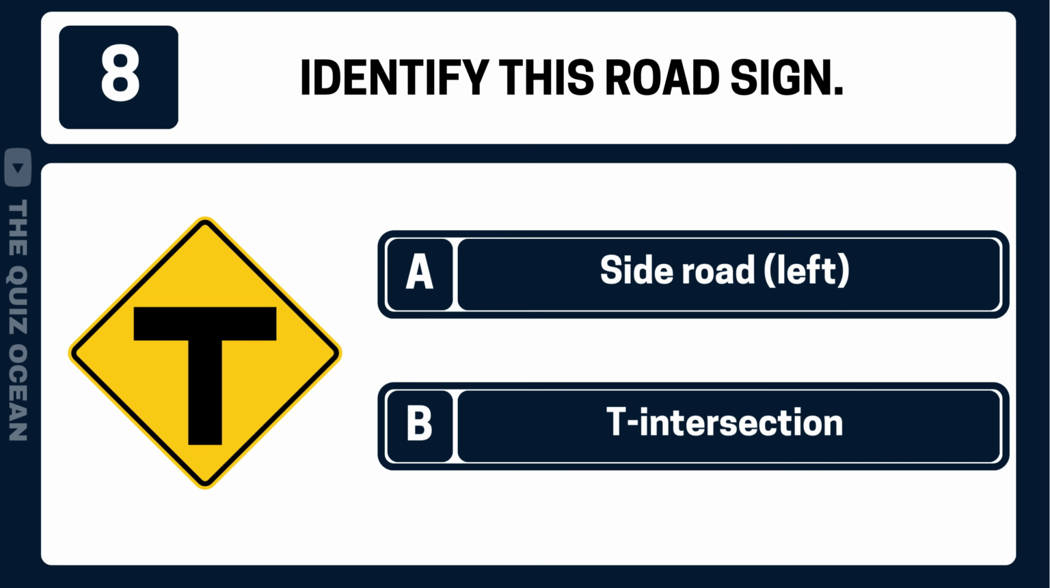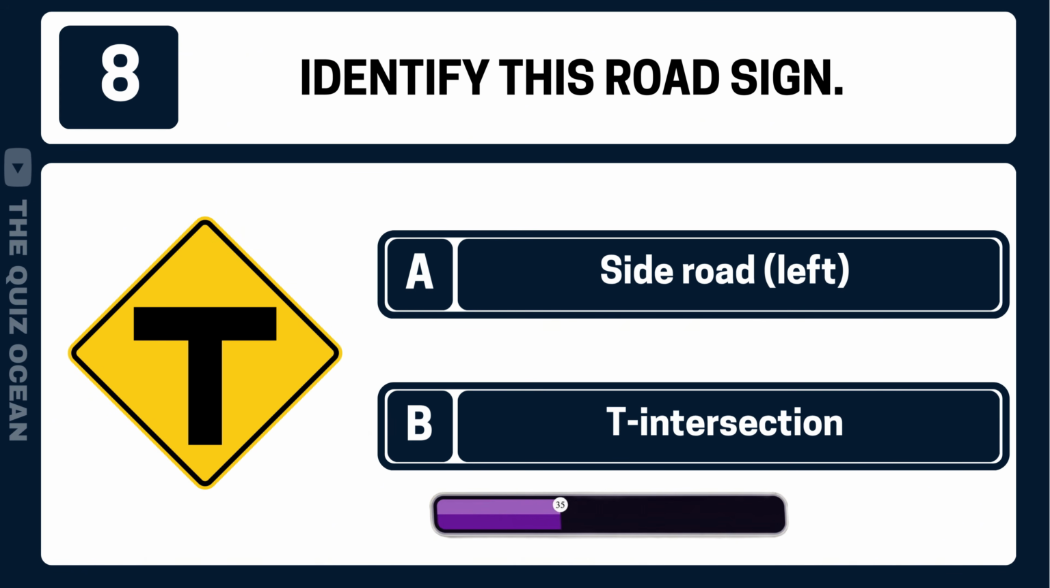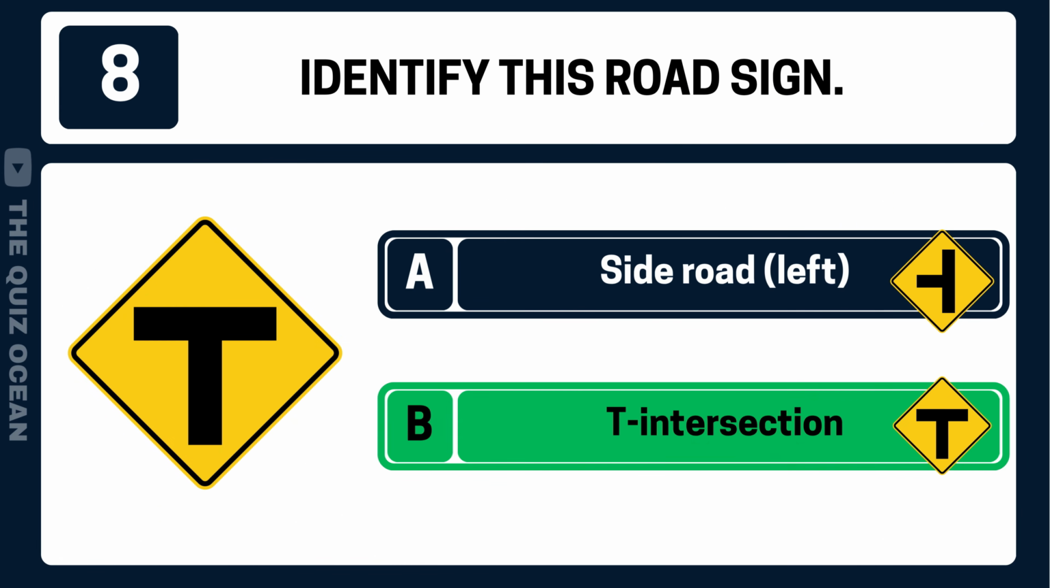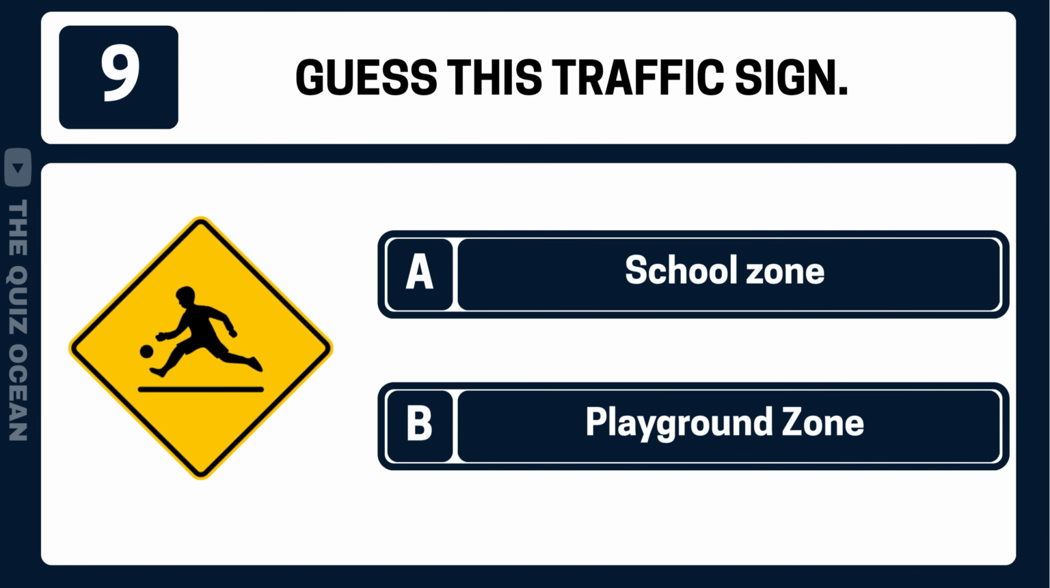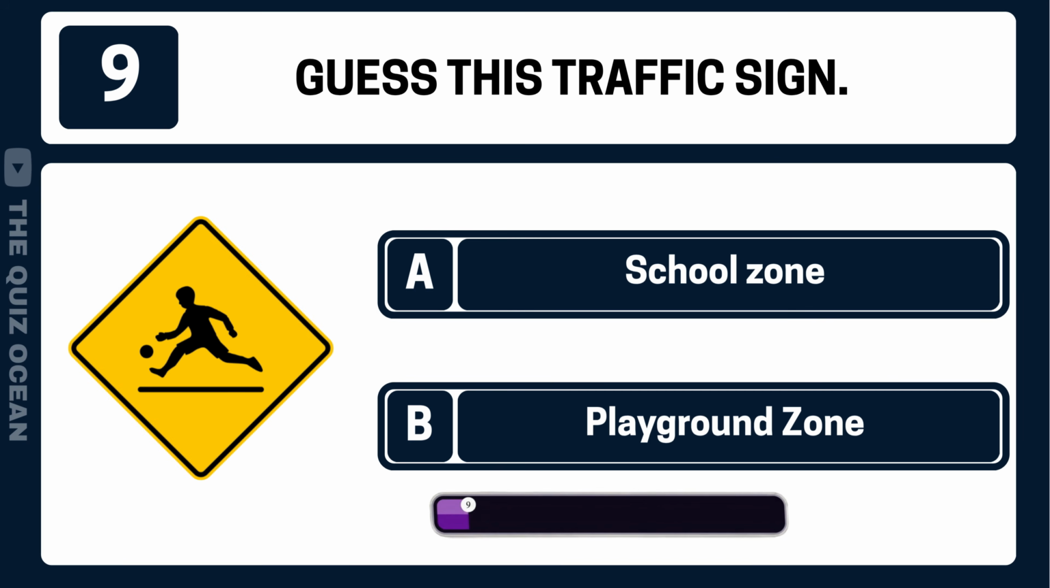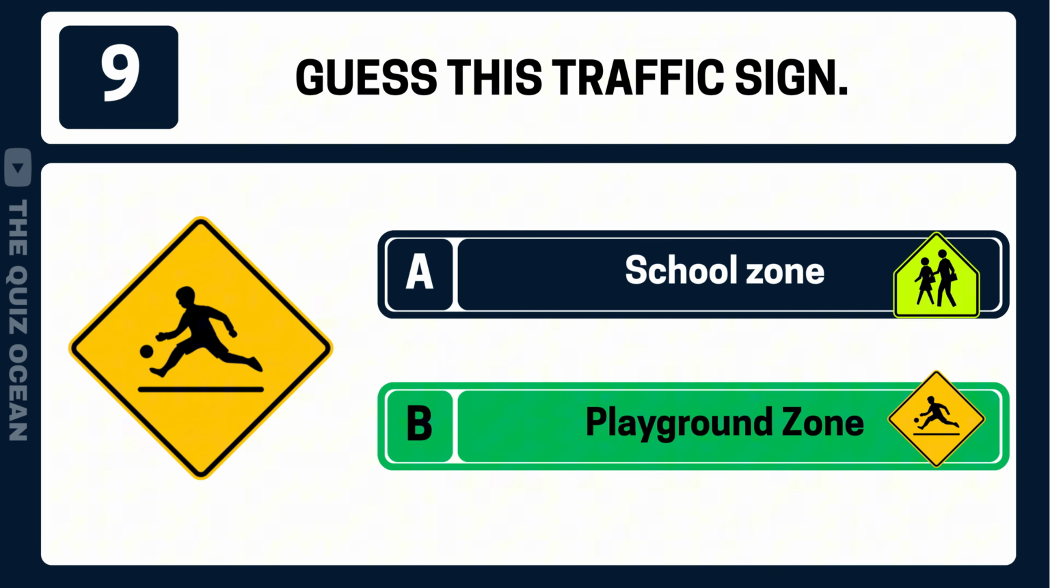Identify this road sign. A. Side road, left. B. T intersection. Correct. It is the T intersection sign. Guess this traffic sign. A. School zone. B. Playground zone. Exactly. It is the playground zone sign.